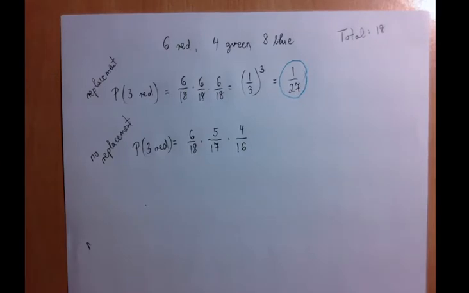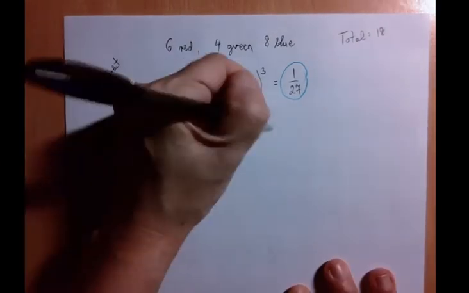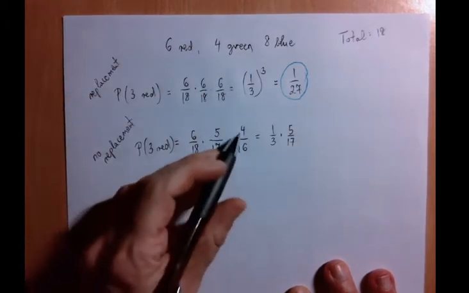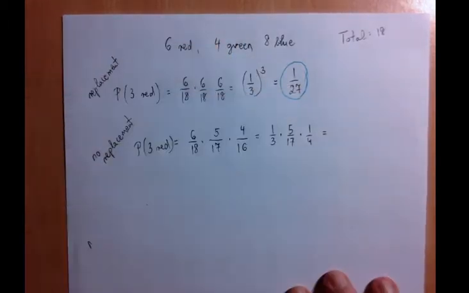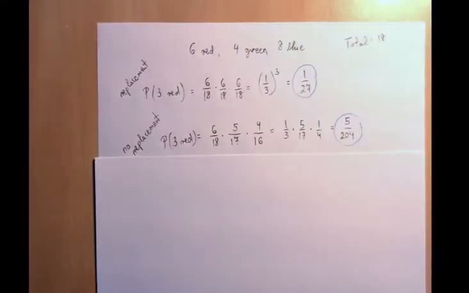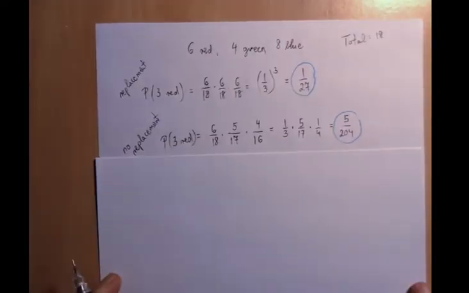And then let's notice that there are lots of cancellations. The first one is 1/3, then nothing happens here for us, and this is 1/4. And so we have 5 divided by 12 times 17. And that is 5/204.